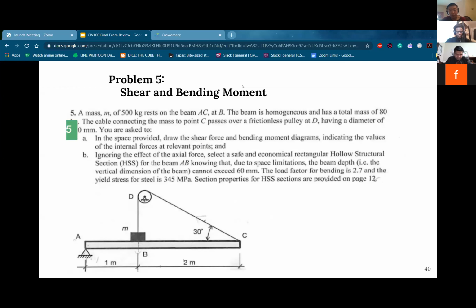There we are. Shear and bending moment. Okay, so you guys aren't doing beam design, so I'm going to ignore part B and we're just going to focus on drawing bending moment diagrams.